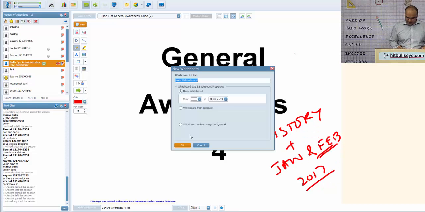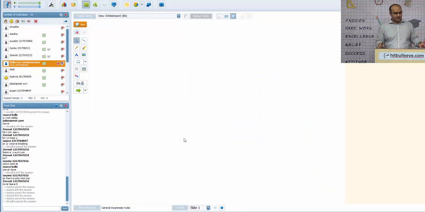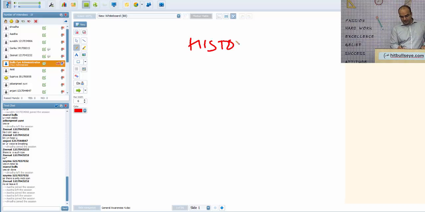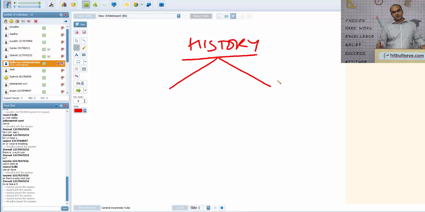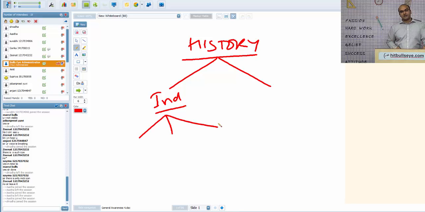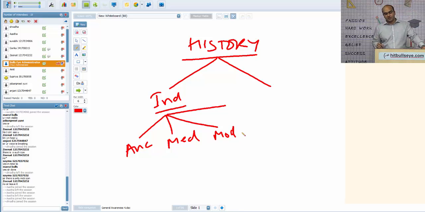Now let's just talk about history as such before we start doing some important questions from the topic. So when you talk about history, again, the topic is very vast, right? So it can be divided into 2 broad categories. First is Indian history, right? Indian history is further divided into 4 parts. So as we did in school: ancient, medieval, modern, right? And there is one other aspect of Indian history from where questions are asked, that is culture, right?